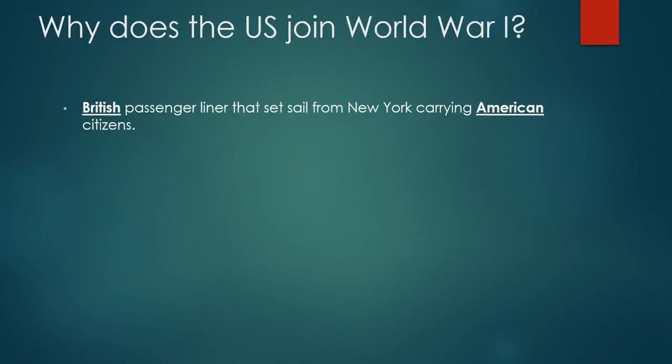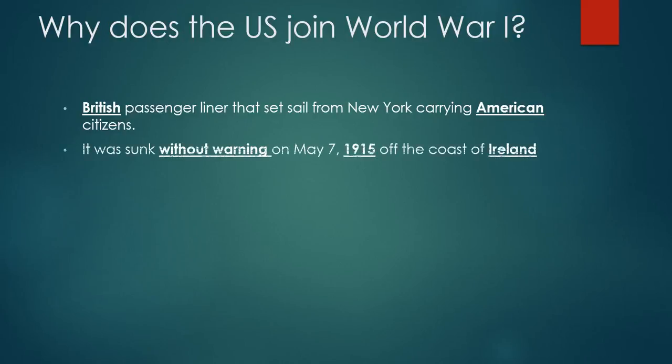One notable experience of this was the British passenger liner called the Lusitania that set sail from New York carrying American citizens. It was going from America to Great Britain. And it was sunk without warning on May 7th, 1915, off the coast of Ireland. So it was in the North Sea, which was fair game for war. However, there were 1,198 lives that were lost, and 128 of those lives were American citizens.